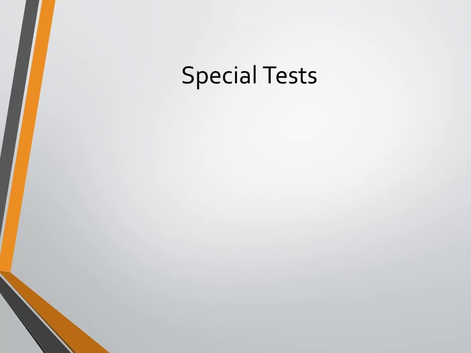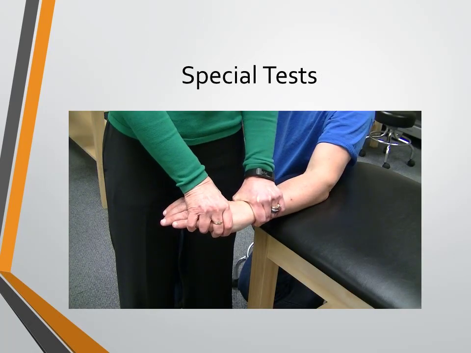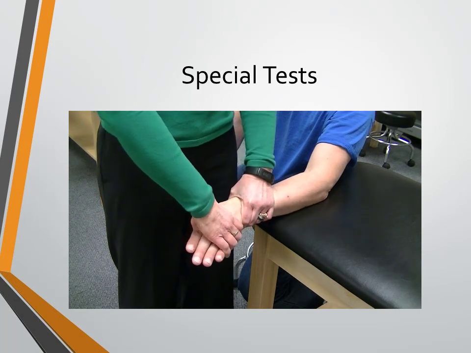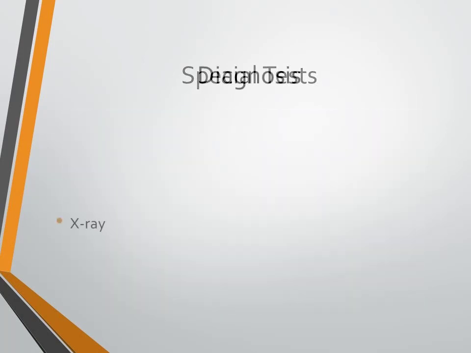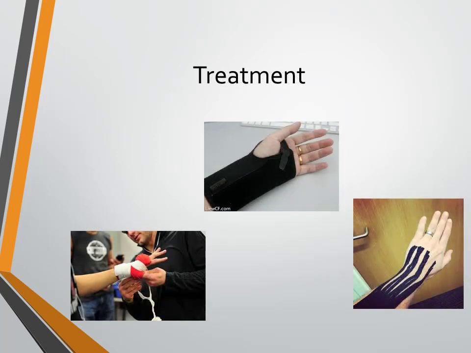Special tests that are used include the glide test at the radiocarpal and ulnar carpal joints. We can also use a valgus and varus stress test at the wrist. An X-ray will be performed to rule out fractures, specifically the scaphoid or other carpal fractures. We may also want to rule out tendinitis or tenosynovitis, and treatment will consist of a prophylactic taping or bracing.